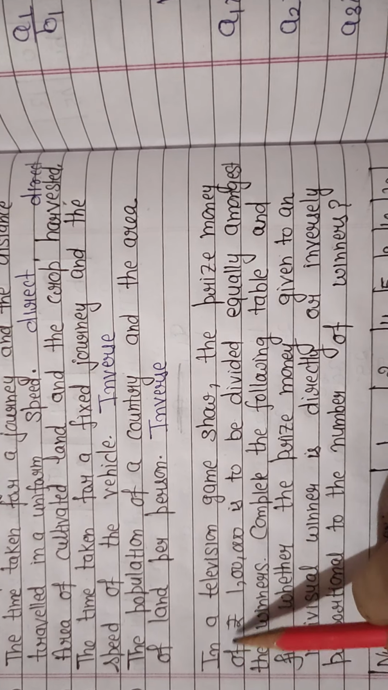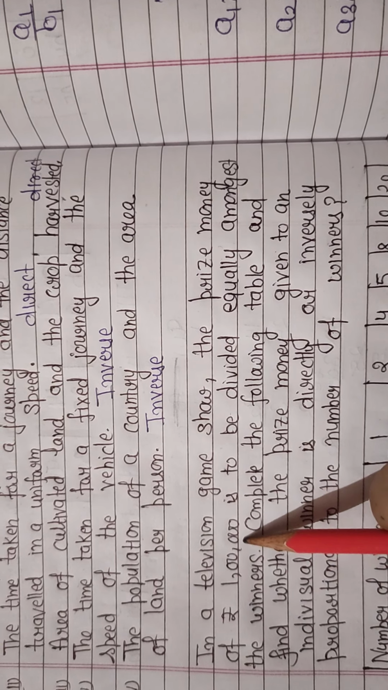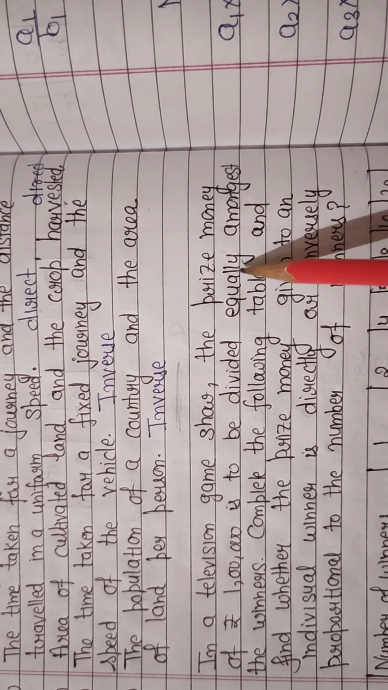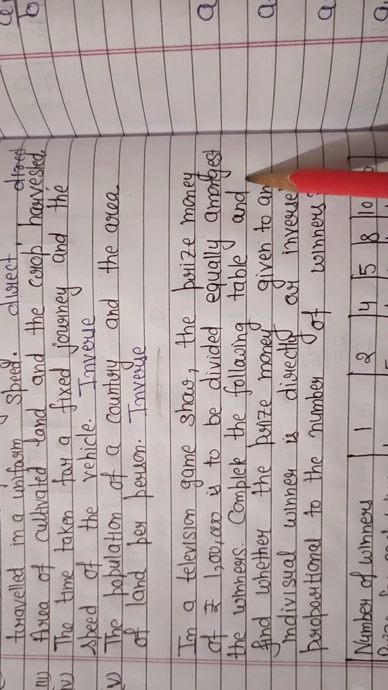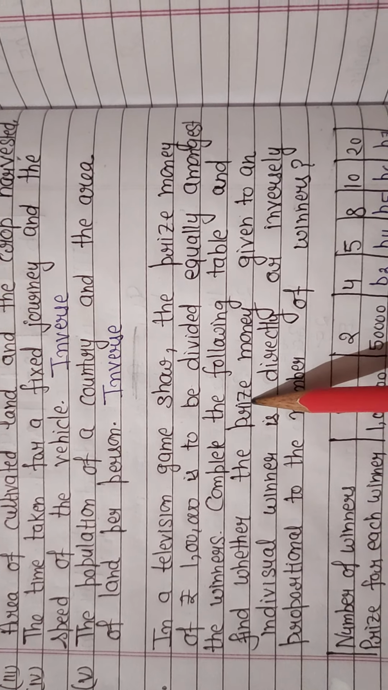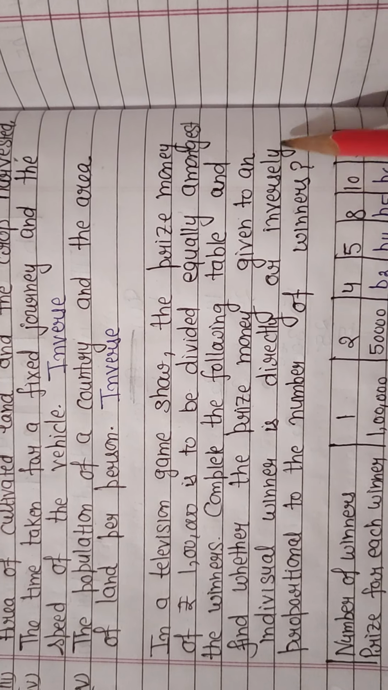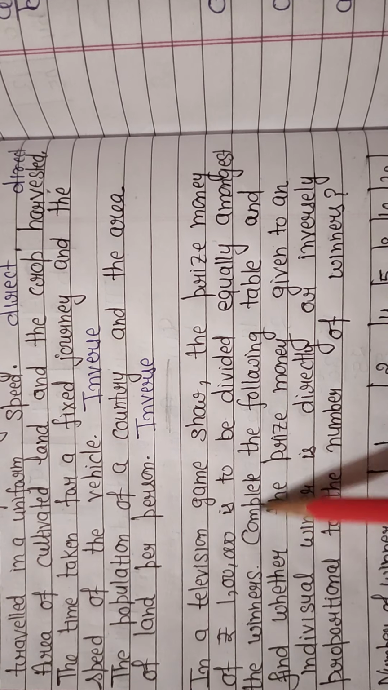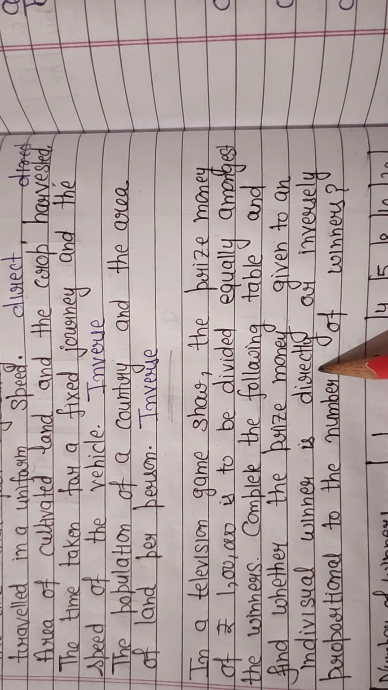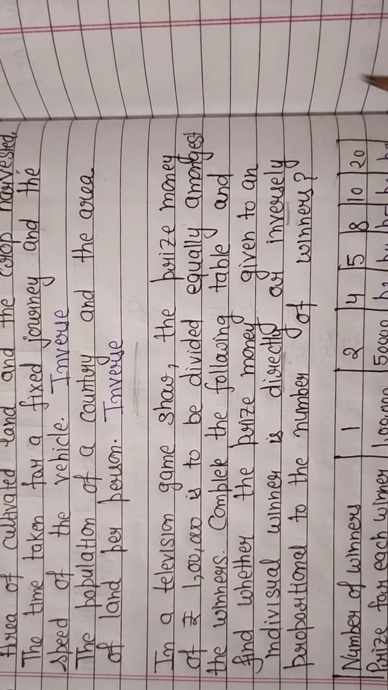Question number 2. In a television game show, the prize money of rupees 1 lakh is to be divided equally amongst the winners. Complete the following table and find whether the prize money given to an individual winner is directly or inversely proportional to the number of winners. First of all, we have to complete the table. Then after completing the table, we have to tell whether it is in direct or inverse proportion.